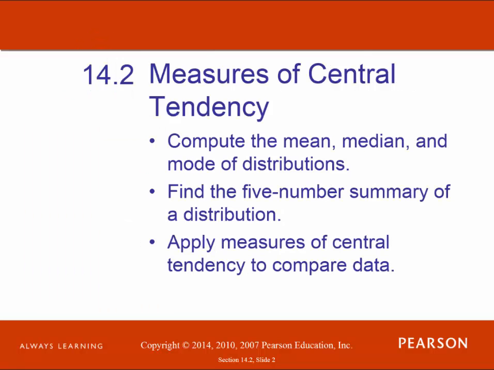So the objectives for section 14.2 are three of them. We're going to talk about the measures of central tendency. We're going to learn how to compute the mean, the median, and the mode of distributions. We're going to learn how to find a five-number summary of a distribution. And then we're going to apply measures of central tendency to compare data.